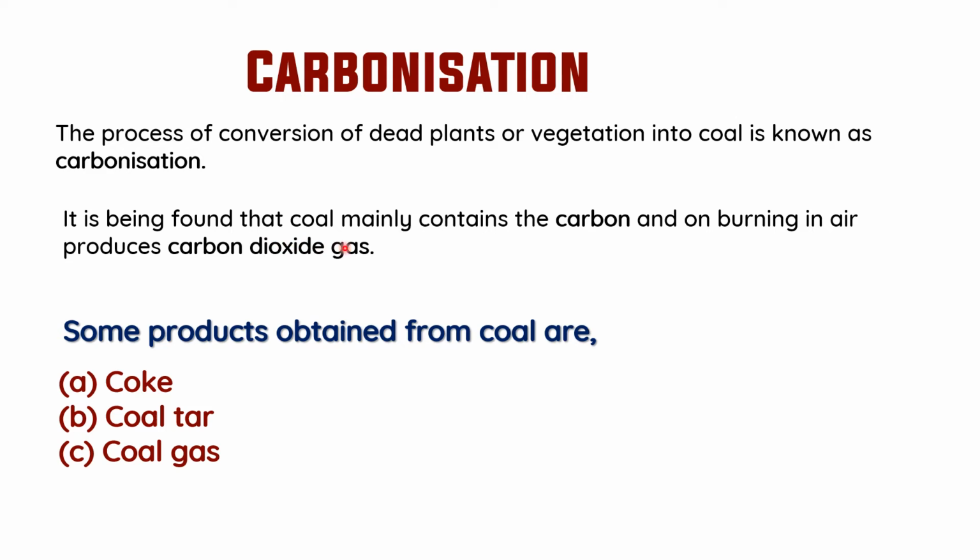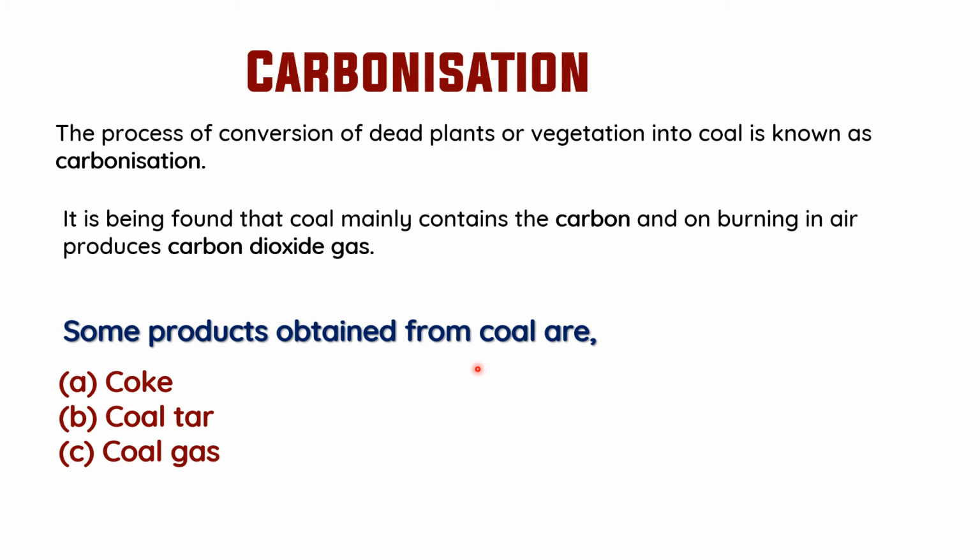It has been found that coal mainly contains carbon. And why is it called carbonization? Because coal mainly contains carbon, and when we burn carbon in air, it produces carbon dioxide gas. So carbonization means the process of formation of coal from dead plants, and coal contains mainly carbon, and when we burn it, it produces carbon dioxide gas.